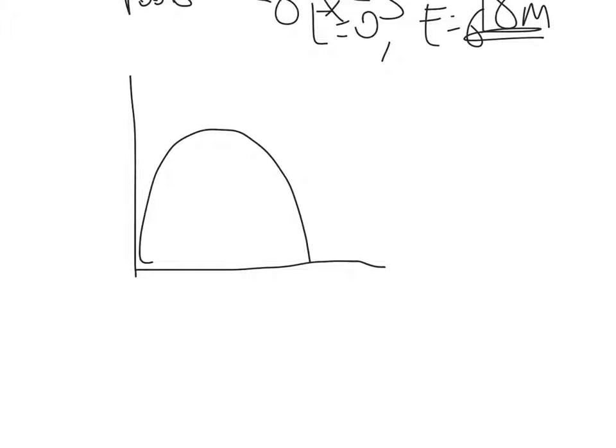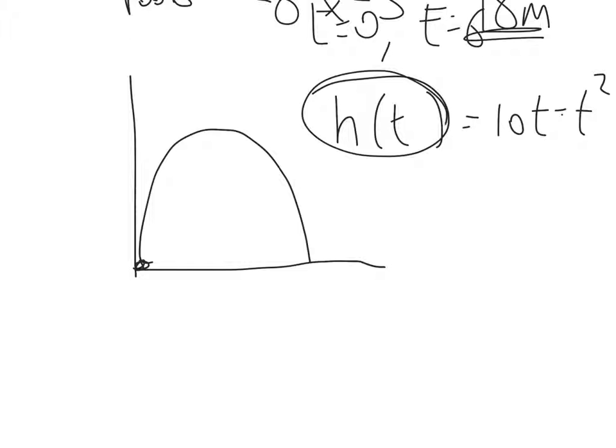Okay, next one. The diagram shows the path of an arrow which is fired into the air. The height h meters of the arrow is given by the formula height, which depends on time, is equal to 10t minus t squared. After how many seconds will the arrow first be at a height of 9 meters? Okay, so the question is asking for what is the time when the height is equal to 9. So the question is telling me to make the height equal to 9.